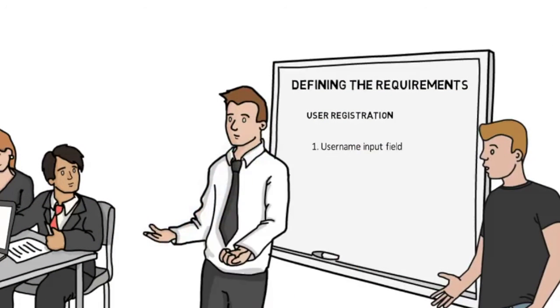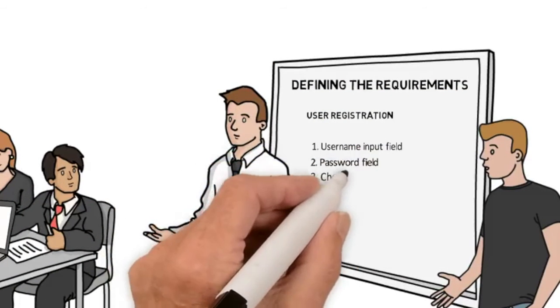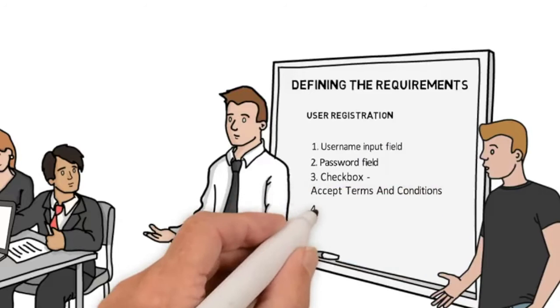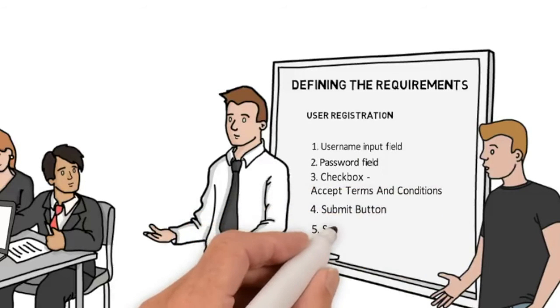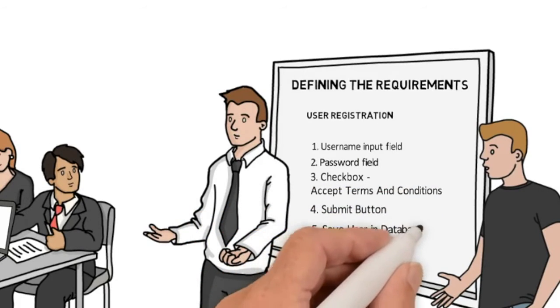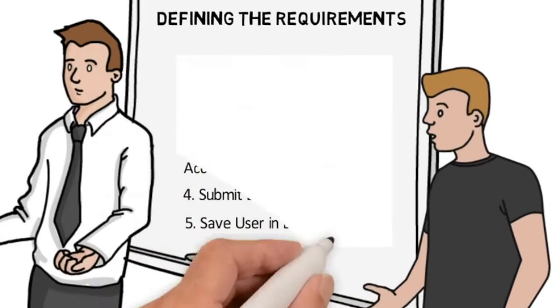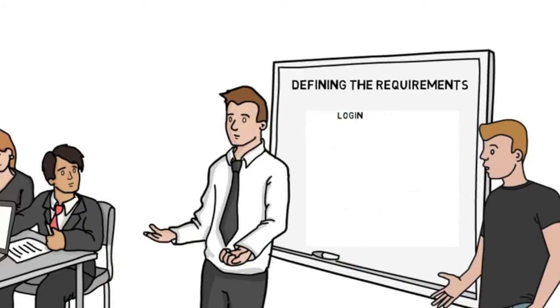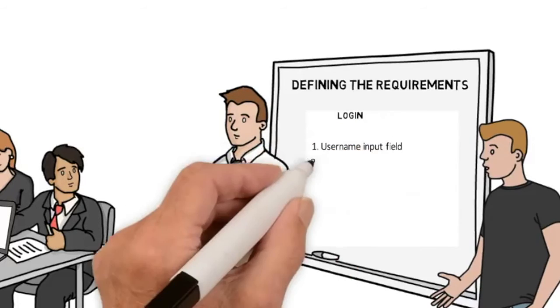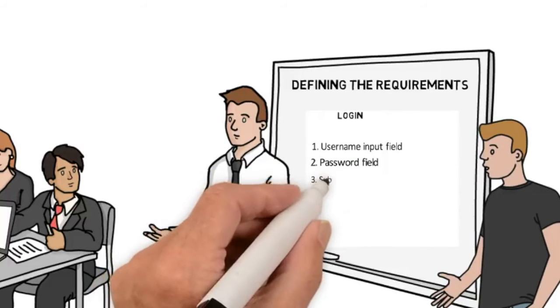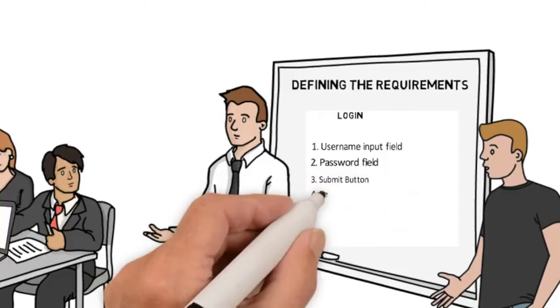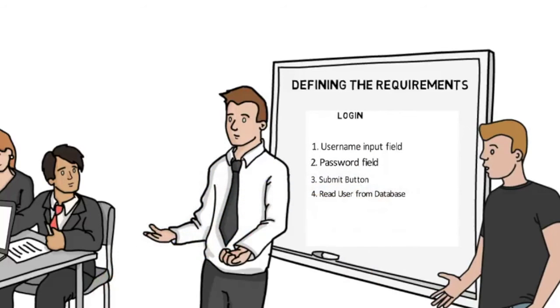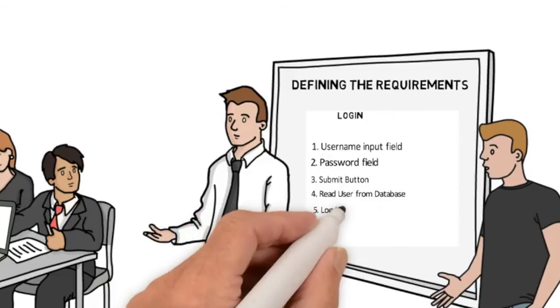We'll need a username input field, a password field, a checkbox to accept the terms and conditions, a submit button, and the ability to save the user into our database. Then we'll move to requirement number 2, the login. We'll need a login page to allow returning users to log back into our system. For this, we need another username input field, a password field, along with another submit button. From this, we'll need to read the user's information out of the database and log them into our system.